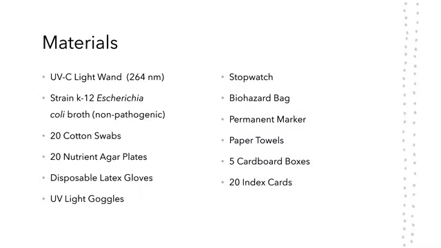Here are the materials that were used in the experiment. A UVC light wand was used, and it had a wavelength of 264 nanometers, meaning that it should inhibit bacterial growth since it is in the bactericidal UVC range. A non-pathogenic E. coli broth was used, as well as pre-poured agar plates, and a biohazard waste bag to dispose of all contaminated materials at the end of the experimentation.